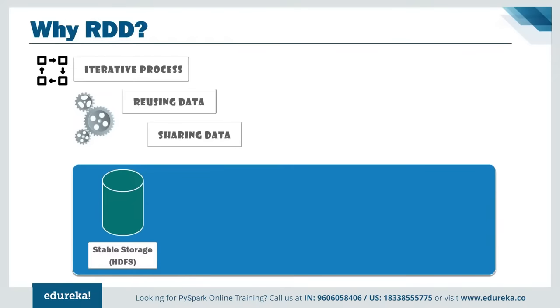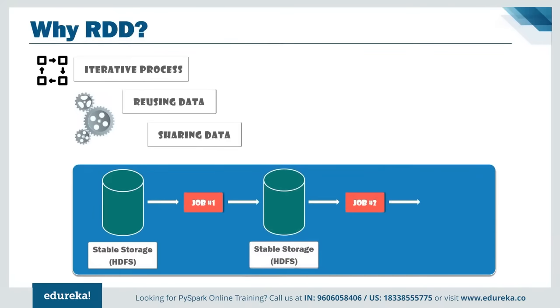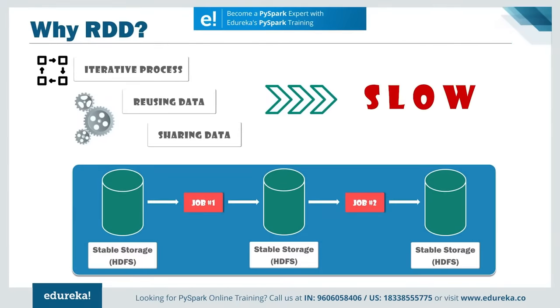When it comes to iterative distributed computing, that is, processing data over multiple jobs in a computation, we need to reuse or share the data among multiple jobs. In earlier frameworks like Hadoop, there were many problems while dealing with multiple operation jobs. We needed to store the data in some intermediate stable distributed storage, such as HDFS. The multiple input-output operations made the overall computation slower, and replication and serialization made the process even slower.